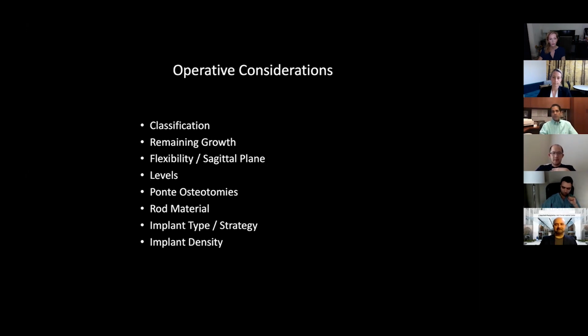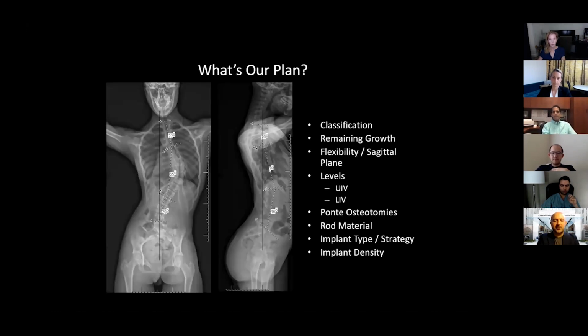So I'll just pause for a few seconds here so you can tell us the levels, whether you're going to use Pontes, and what sort of implant you would use. Can you show us the X-ray again, Suken, while Coy polls the audience? And I also wanted to follow up with a question as folks type in their responses, most certainly about the UIV and LIV. Can you just explain to the audience what you meant by crankshaft phenomenon and also add-on phenomenon?